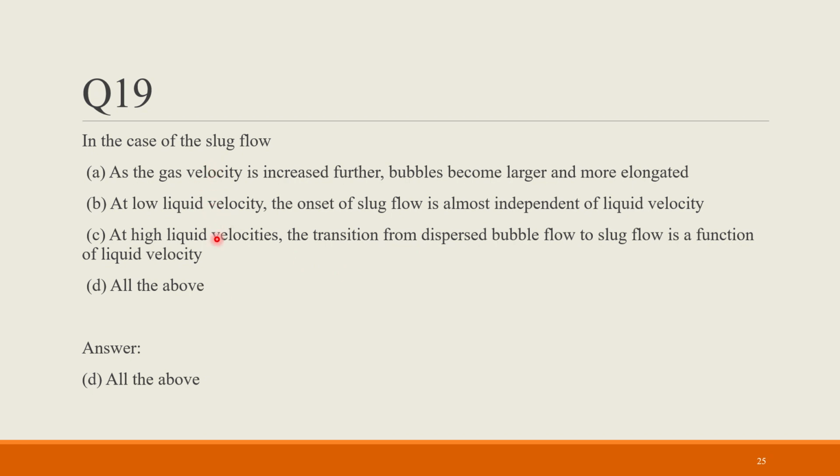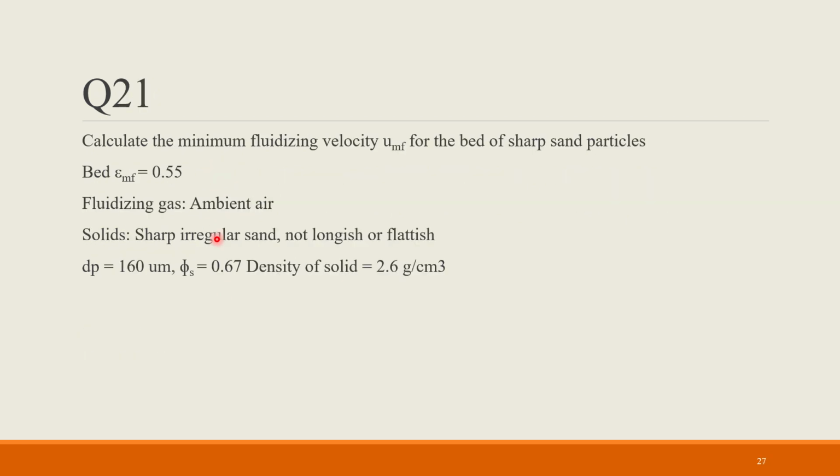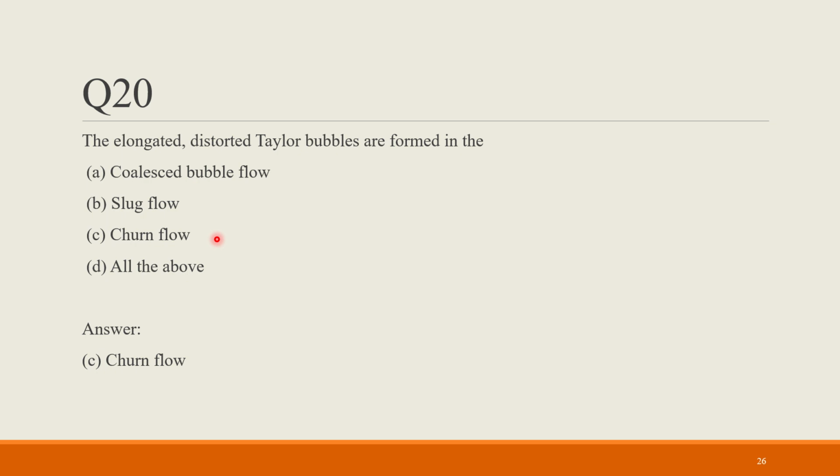The elongated, distorted Taylor bubbles are formed in the: coalesced bubble flow, slug flow, churn flow, all the above. In bubble flow, once the bubble starts growing, they grow elongated and it becomes kind of distorted. So that regime is known as churn flow regime. So answer is option C.